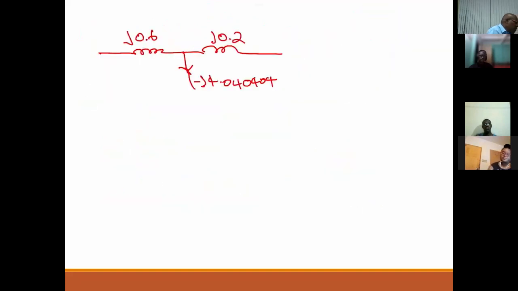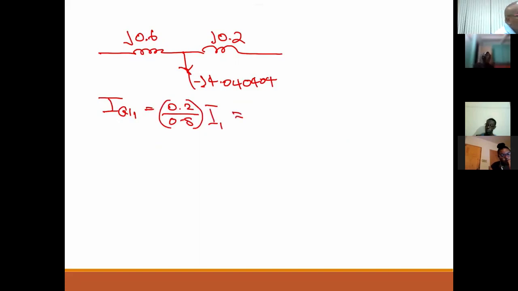So if I come back to what we're doing, that 0.4, that 4.04, I would simply apply the current divider. So I'll get IG1, meaning generator one, the positive sequence of that, so IG11. The positive sequence flowing from generator one would be equal to 0.2 over 0.8 times I1, and that gives us 1.25. Good. So that's minus J1.010101 per unit.